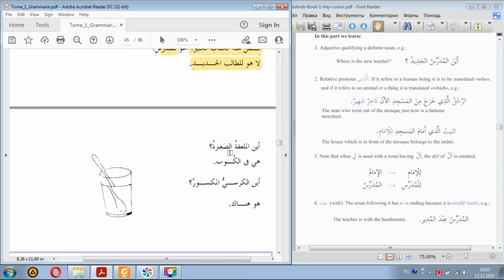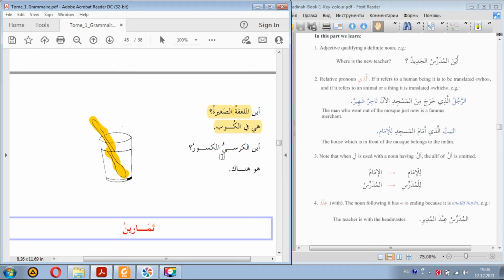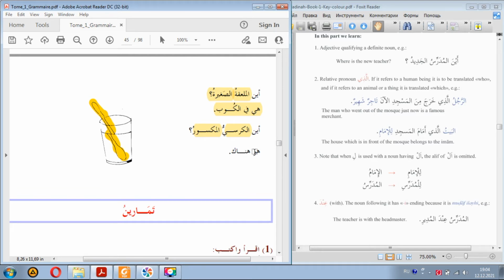أين الملعقة الصغيرة? الملعقة, remember this. The translation of this word is a spoon. Where is the small spoon? هي في الكوب. This is in the cup. أين الكرسي المكسور? Where is the broken chair? هو هناك. It's there. هناك, it's translated as there.